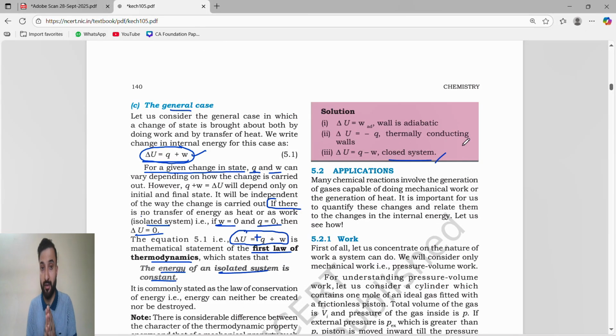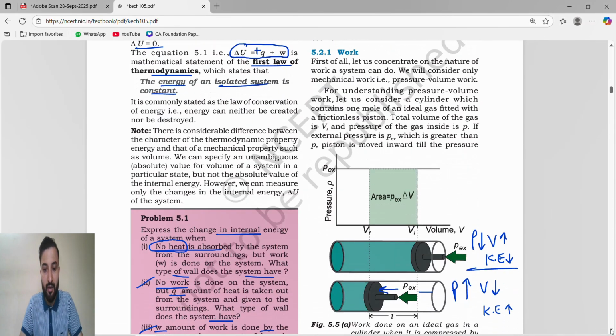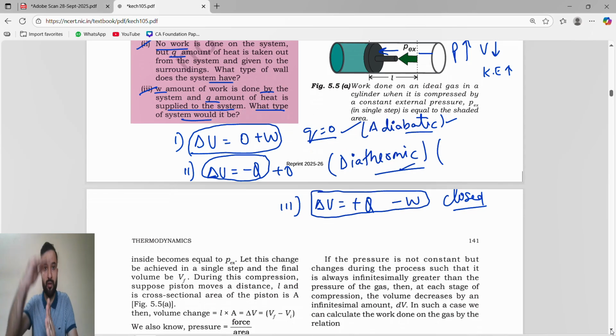It is not adiabatic. Understand the difference between closed and adiabatic. Closed means heat can come, heat can go. Adiabatic means transfer of heat will be zero. If heat transfer is zero, we directly say adiabatic. Here heat transfer is there and work is done by the piston, and matter is not exchanged, so it is a closed system.